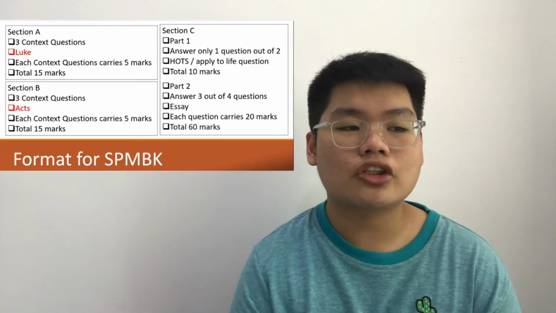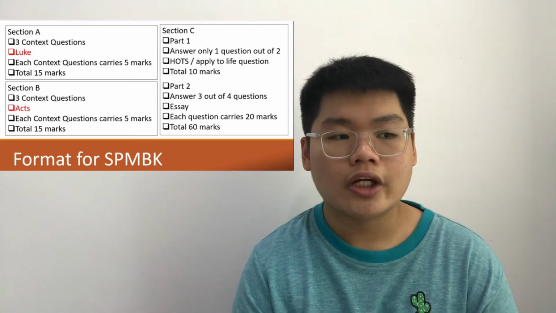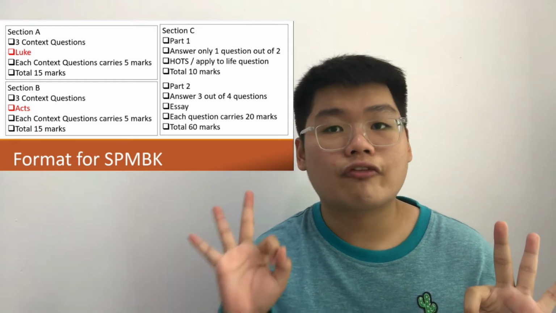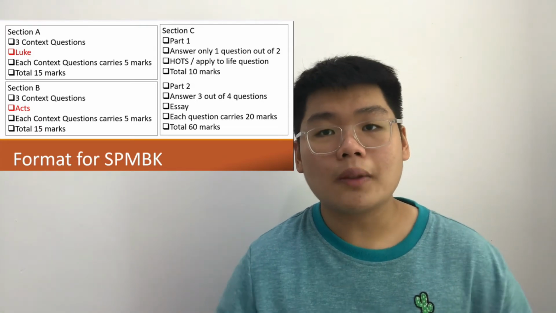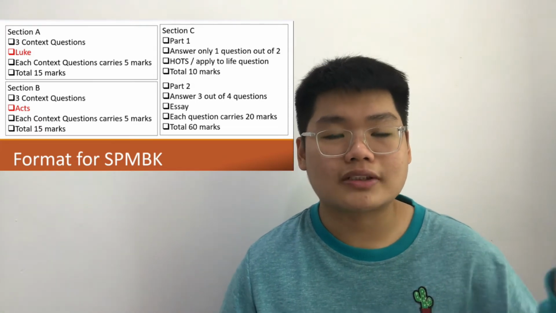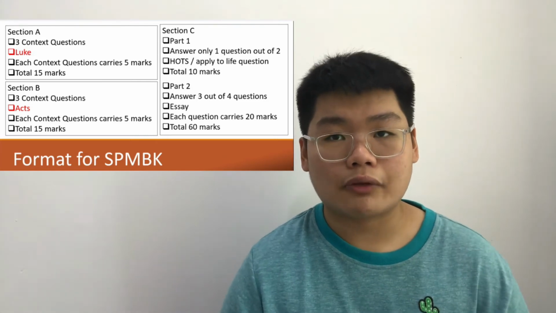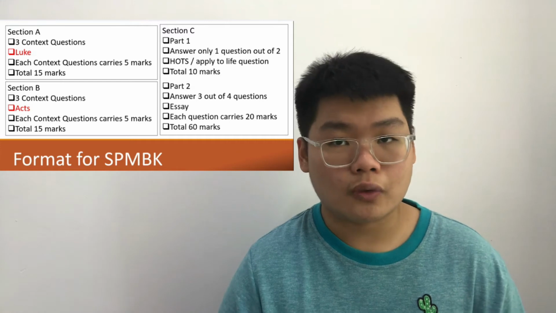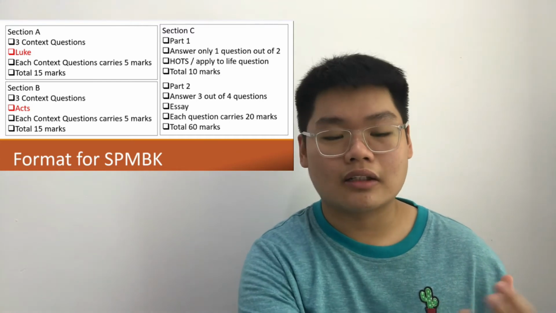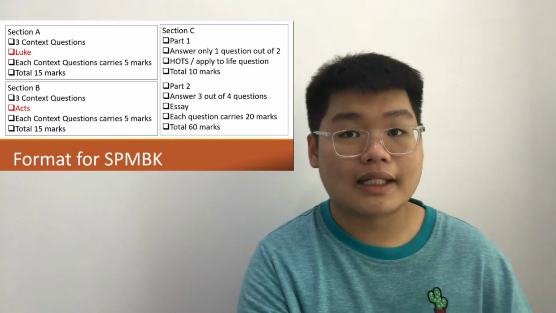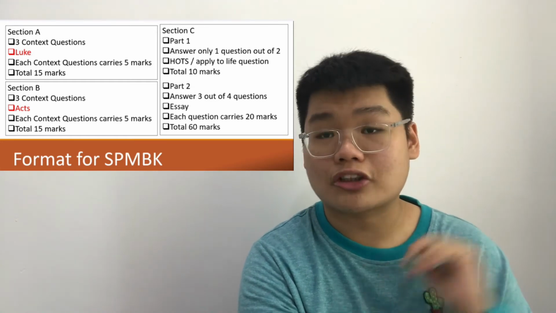In the KSSM SPM Bible Knowledge examination, there will be 6 contest questions, 3 from Luke and 3 from Acts. The total marks for these two parts, section A and section B, are 30 marks, and students are required to answer all of the questions. This is just a rough idea of what is going to be tested in your examination for sections A and B.